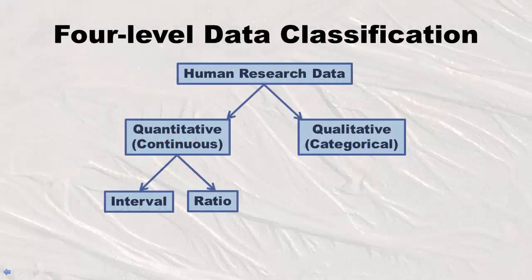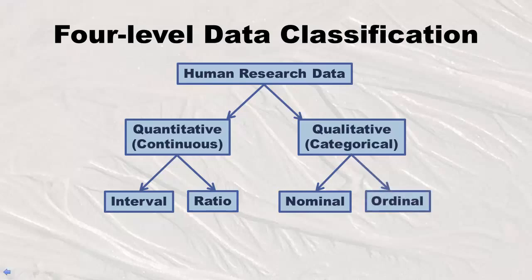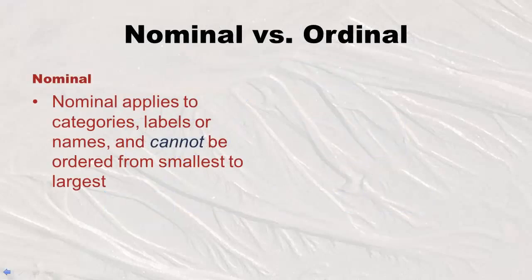Okay, here's our handy dandy diagram. We've just gone through the tree classifying quantitative data into interval versus ratio. Now let's go pay attention to the other side of the tree, qualitative. So how do we split those? Well, we can split those into nominal versus ordinal. All right? So nominal applies to categories, labels, or names that cannot be ordered from smallest to largest.